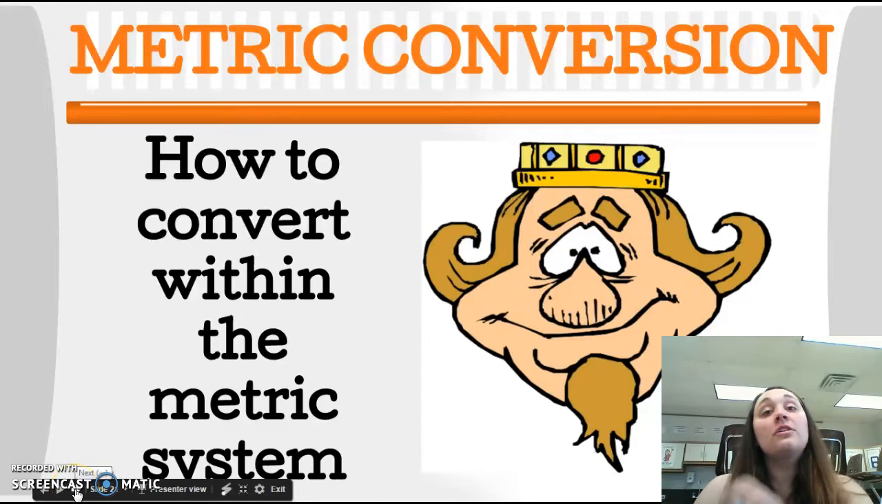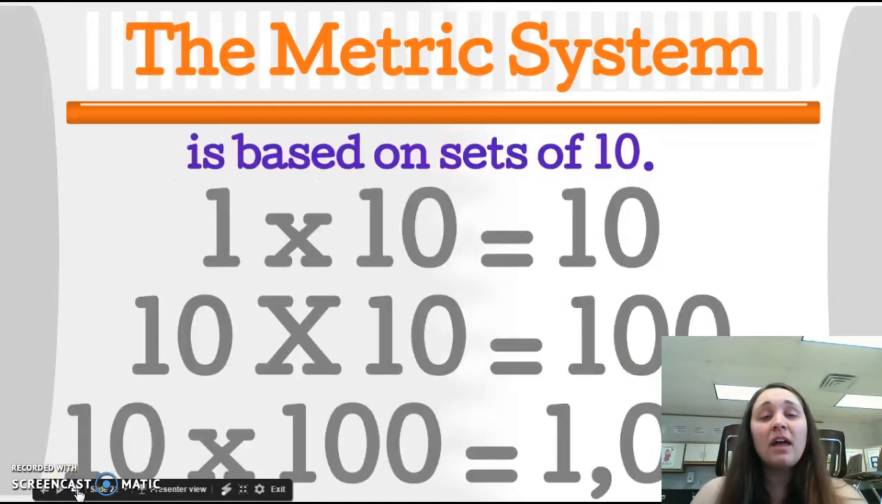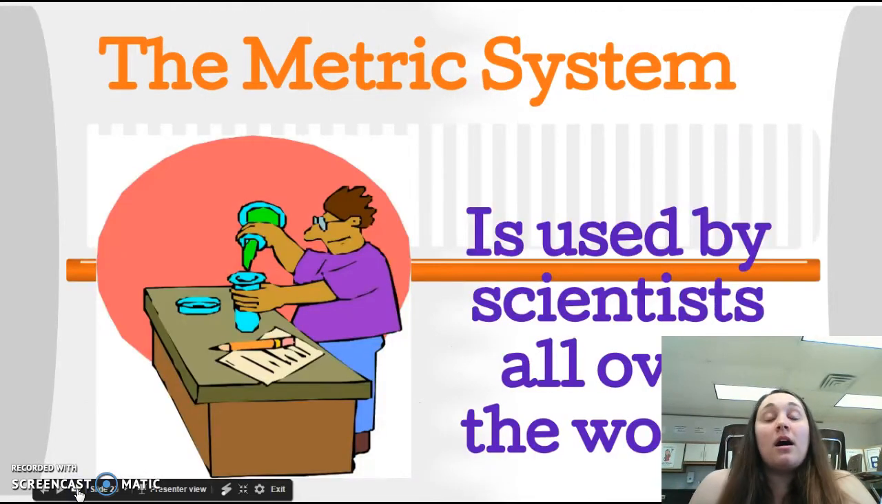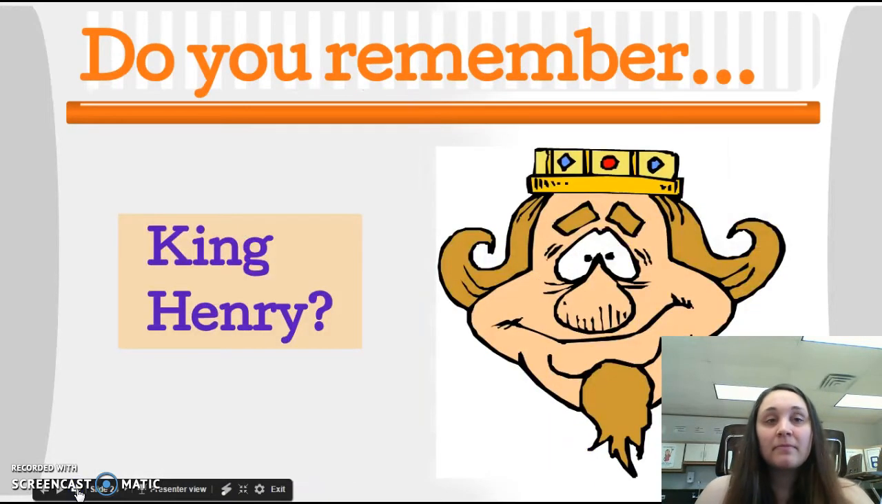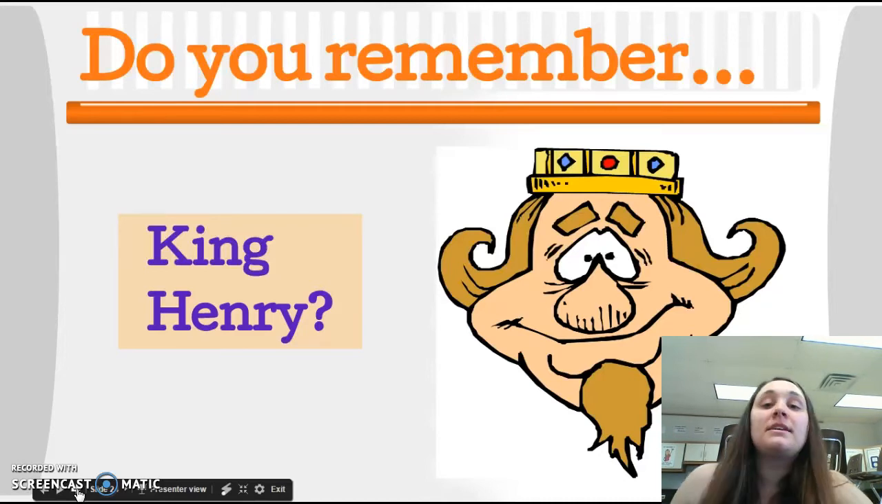So we are going to convert using the metric system, and they're all based on powers of 10. So if you are math smart, unlike me, you know that in order to get from one step on the metric system to the next, you either multiply or divide by 10. This is what scientists use all over the world, as we discussed in the presentation during class. And there's a way that you can remember it. It's called a mnemonic device.